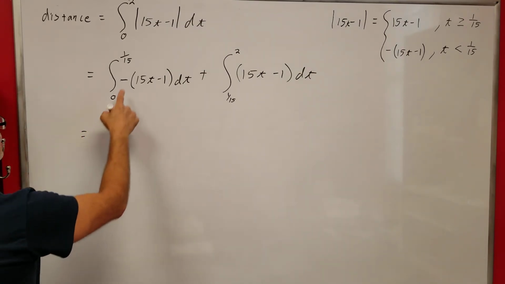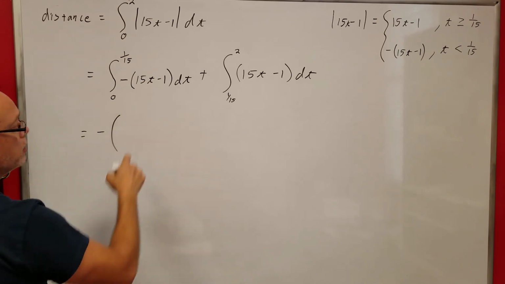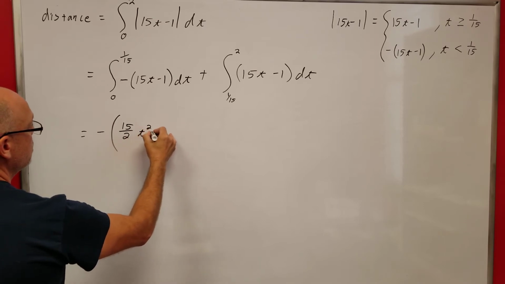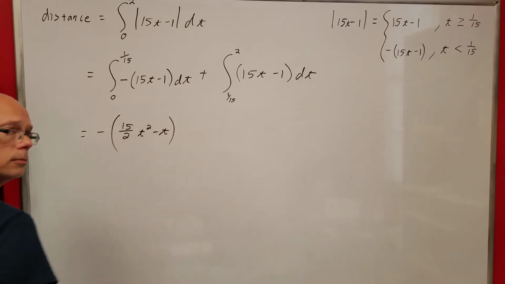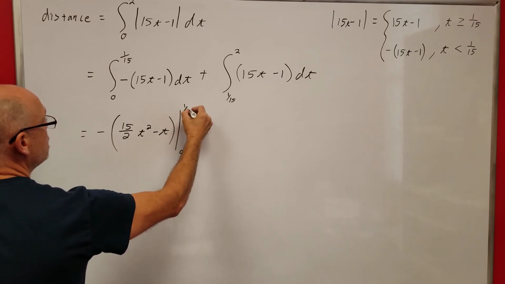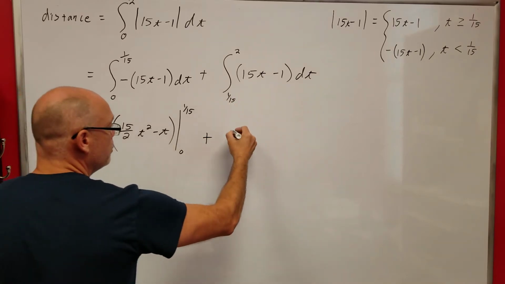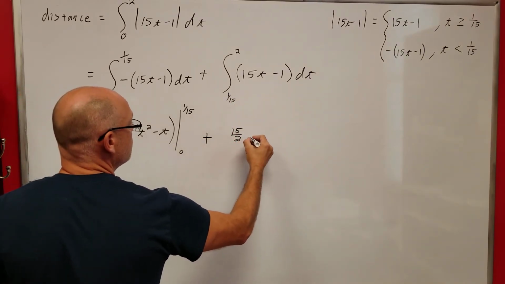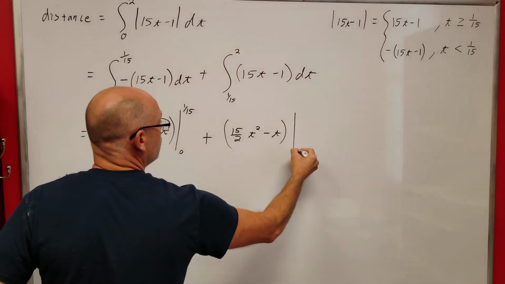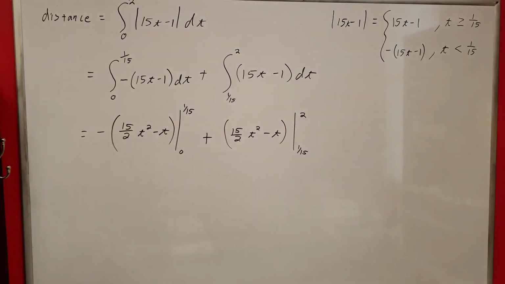All right, so what I could do is think of pulling this negative to the front here and take an antiderivative. What do I get? 15 halves t squared minus t here, right? And I want to run my limits of integration from 0 to 1/15. Plus, take an antiderivative here, 15 halves t squared minus t from where to where? 1/15 to 2. From 1/15 to 2.